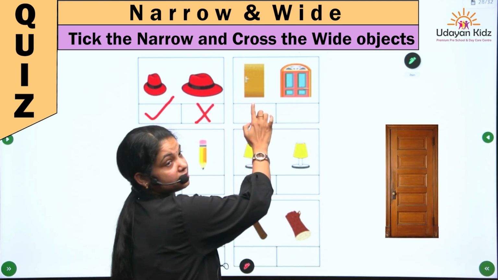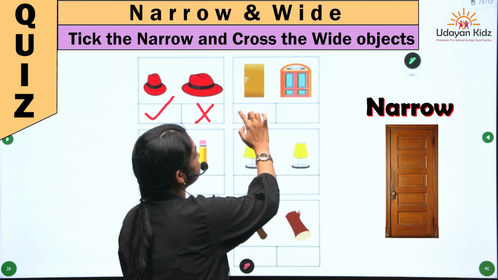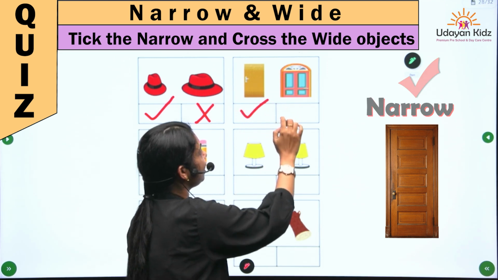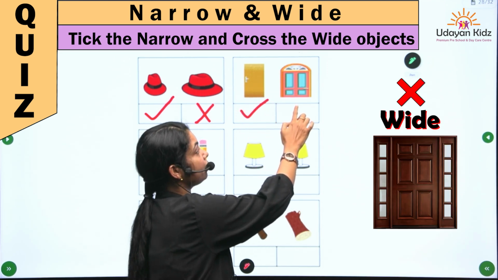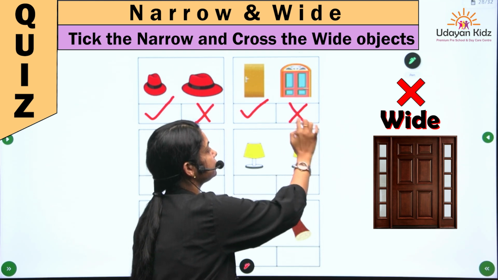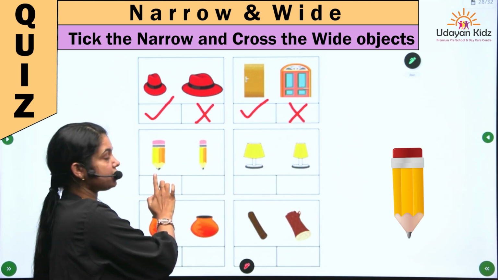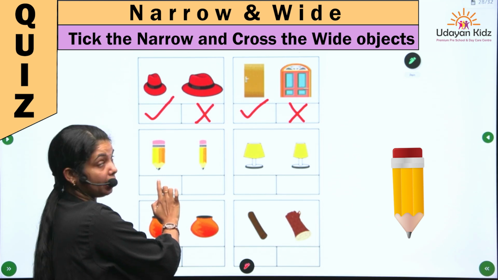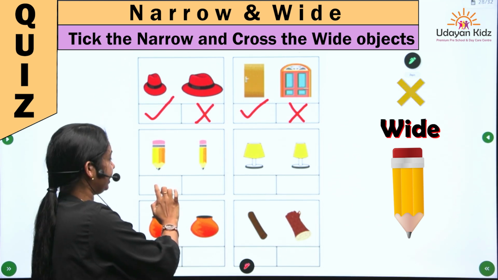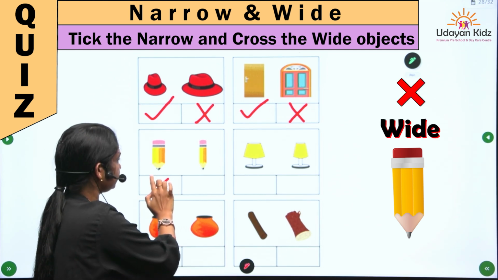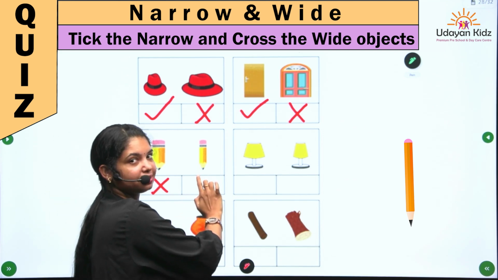This door is narrow. And this door is wide. This pencil is narrow or wide? Wide. Very good. And this pencil is narrow.